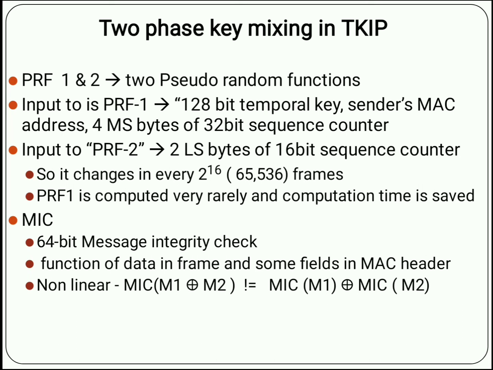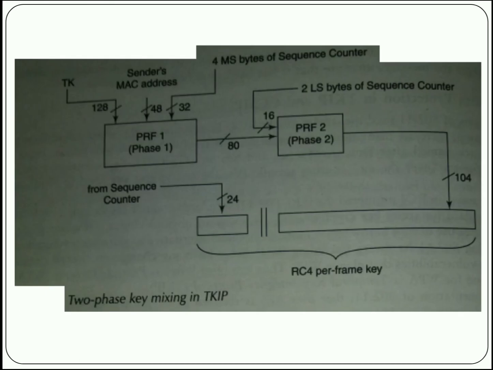And one main advantage of this MIC value when compared with the MIC used in WEP is that in WEP it was linear. That is, if A XOR B is equal to C, then A XOR C is equal to B, that concept. But here it is non-linear. That is, MIC of M1 XOR M2 is not equal to MIC of M1 XOR MIC of M2. So this is the main advantage of this WPA concept in TKIP.